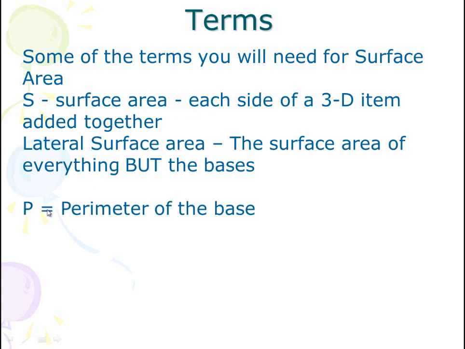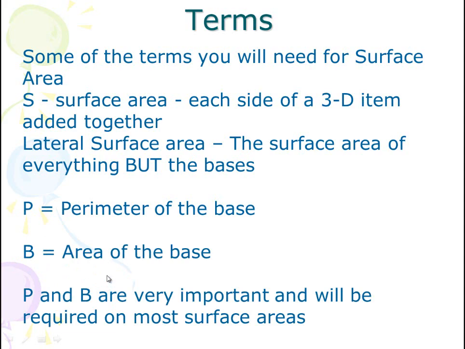When we talk about a big P, that means perimeter of the base. And when we talk about a big B, that means the area of the base. You need to know the difference between a little p and a big P, because you don't want to confuse a big B, which is area of the base, with a little b, which is just a base. They're very important. Okay, hit pause and copy those down.